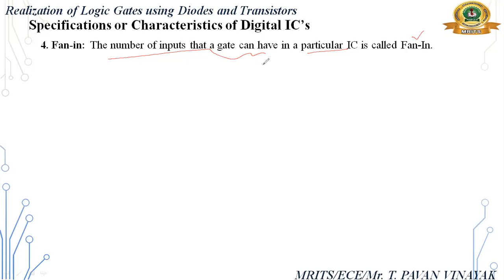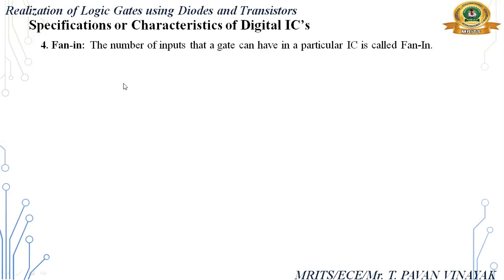So for better understanding, what is the fan in? For the 7408 IC, this is a 2 input AND gate, meaning fan in is 2. Suppose I am taking 7409, it is a 3 input IC. So based on this design, the inputs will increase. Based on increasing the inputs, the output must also be produced within less time. There must be no wait, no delay.